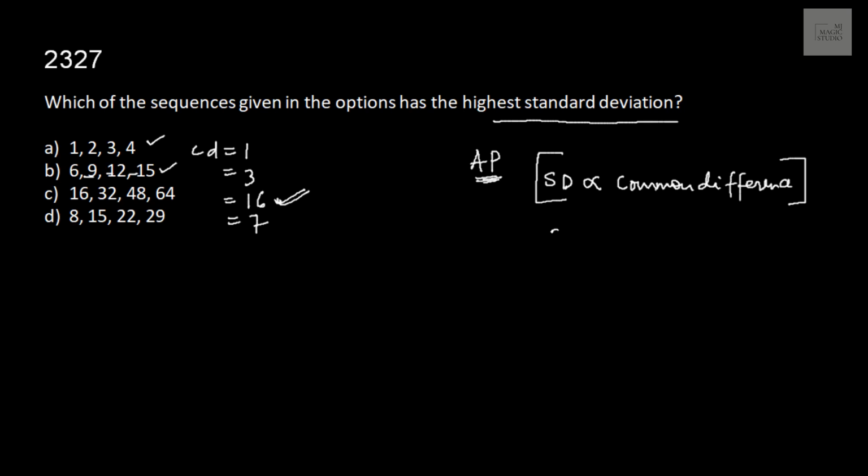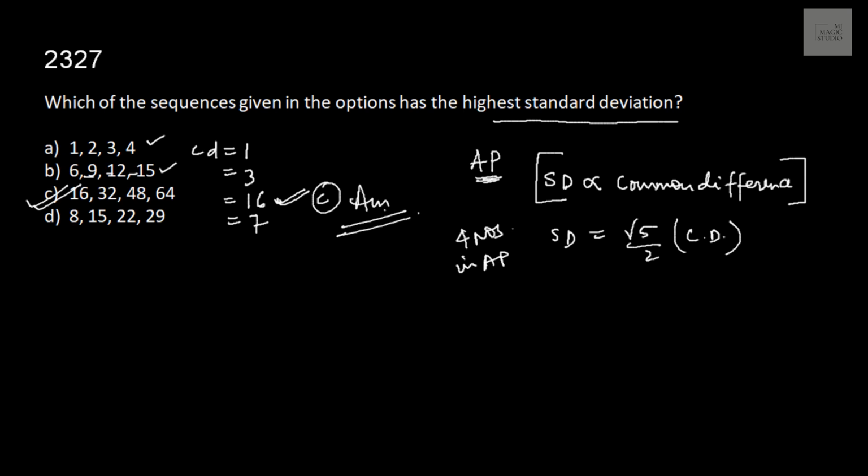And if more clarity is required, in case of 4 numbers in AP, SD is equal to root 5 by 2 times the common difference. And so here the series C with the highest common difference 16 will have the highest standard deviation. Option C, or the sequence C, fits in, and that is the answer.